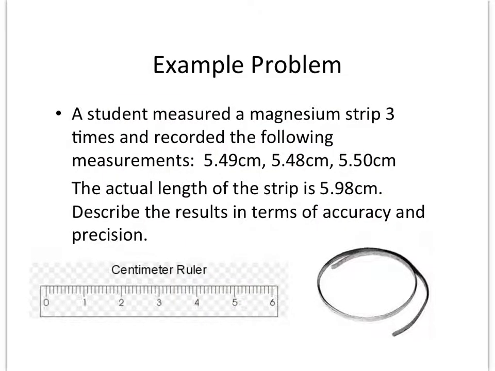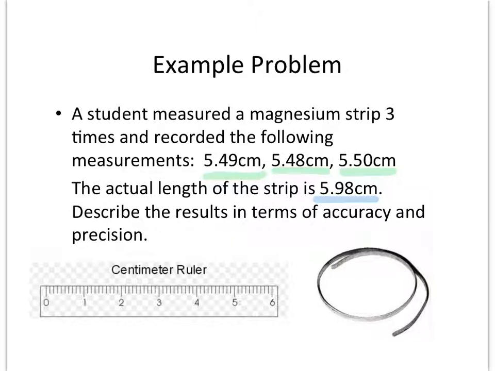Here is another scenario where we can describe the results in terms of accuracy and precision. A student measured a magnesium strip 3 times and recorded the following measurements using the centimeter ruler: 5.49 centimeters, 5.48 centimeters, and 5.50 centimeters. The actual length of the strip is 5.98 centimeters. Describe the results in terms of accuracy and precision.